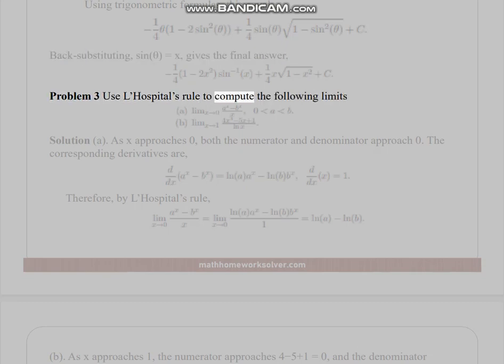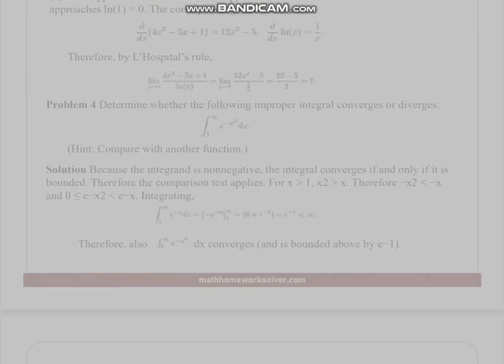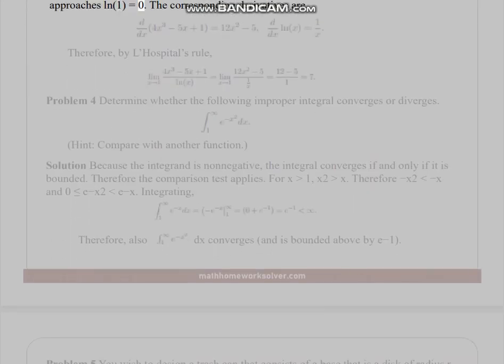Problem 3. Use L'Hospital's rule to compute the following limits. Solution: a. As x approaches 0, both the numerator and denominator approach 0. The corresponding derivatives are, therefore, by L'Hospital's rule. b. As x approaches 1, the numerator approaches 4 minus 5 plus 1 equals 0, and the denominator approaches ln 1 equals 0. The corresponding derivatives are, therefore, by L'Hospital's rule.